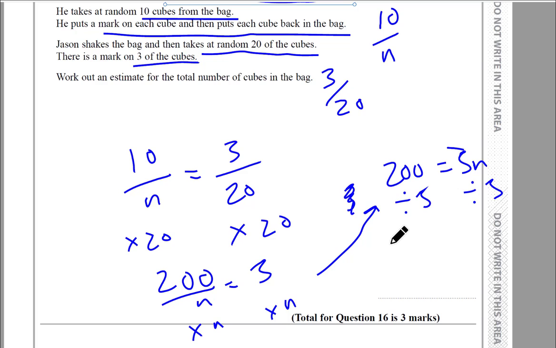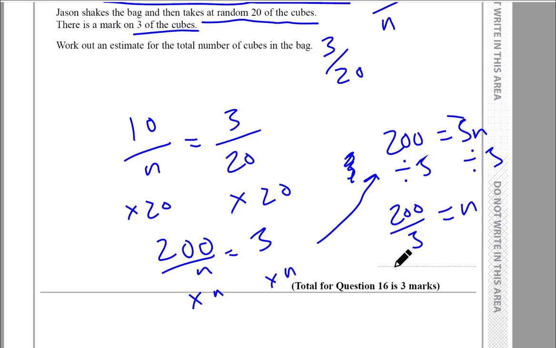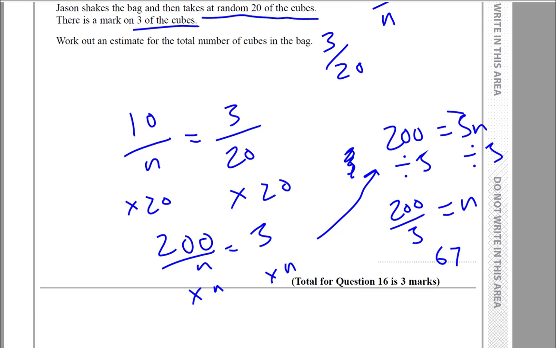So 200 over 3 is going to equal n. You work that out on your calculator. You're going to round that up to the nearest value, which is integer, which is going to be 67. And that one is done.